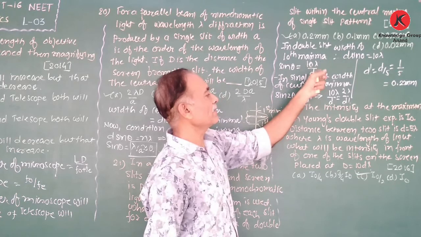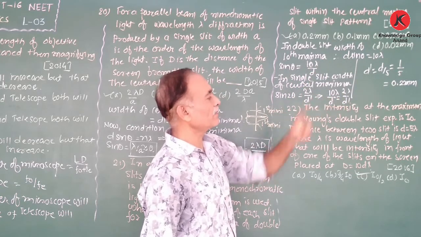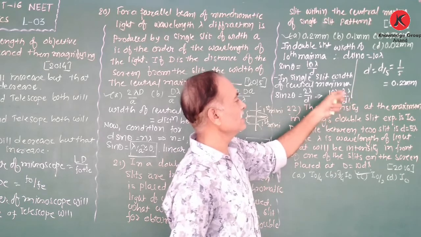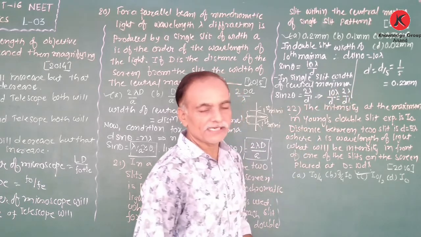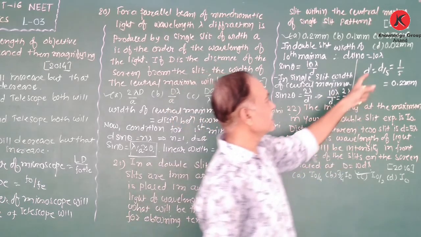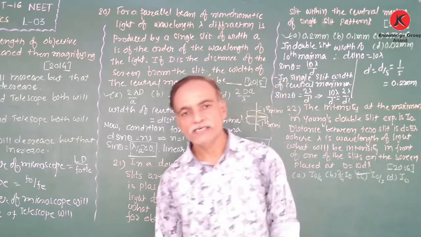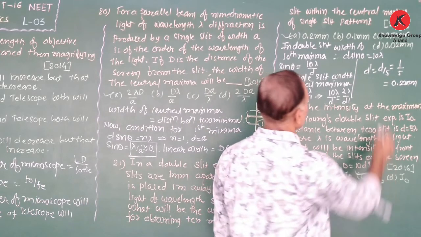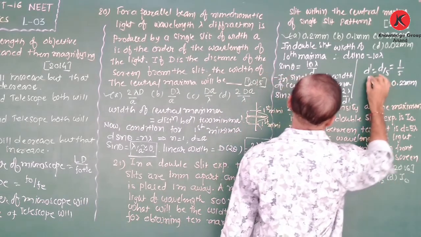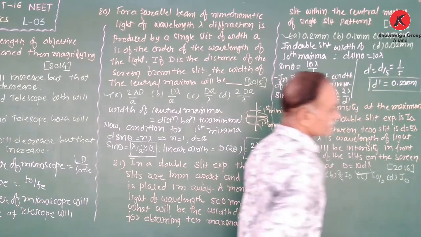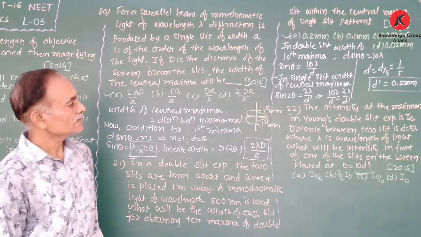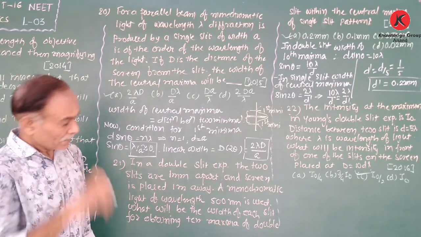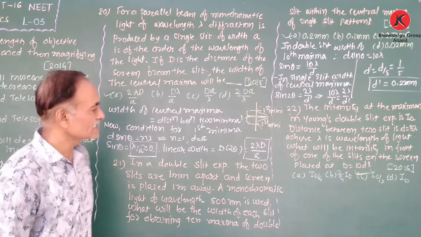Therefore, 10 lambda upon d is equal to 2 lambda upon d dash. So here, 10 lambda and 2 lambda cancel. Therefore, 5 is remaining. 5 by d is equal to 1 upon d dash. Therefore, d dash is equal to d by 5. So it's equal to 1 by 5 millimeter. That means 0.2 millimeter is the width of a slit. So thus we obtain the width of each slit.